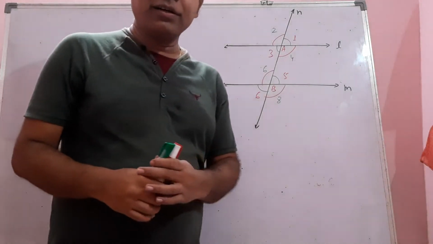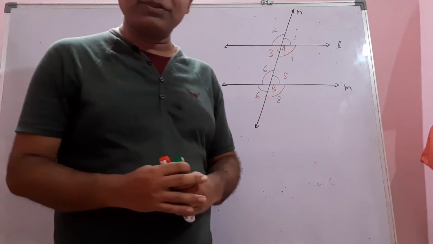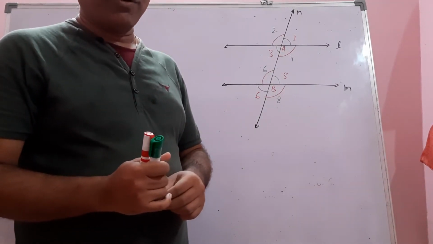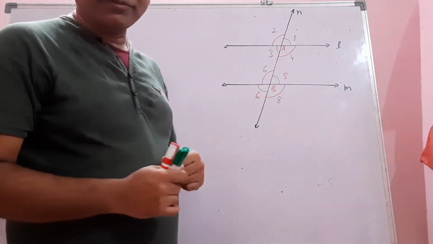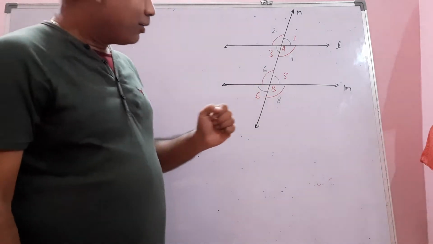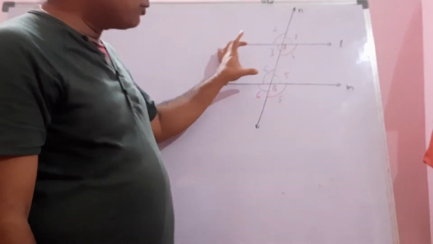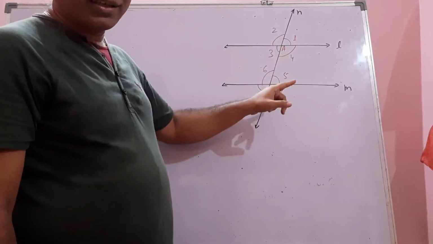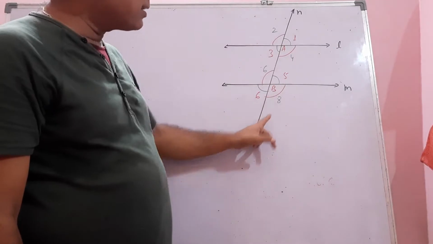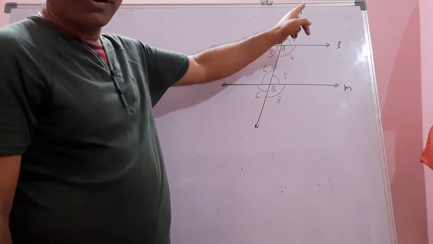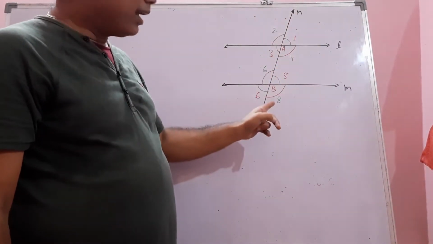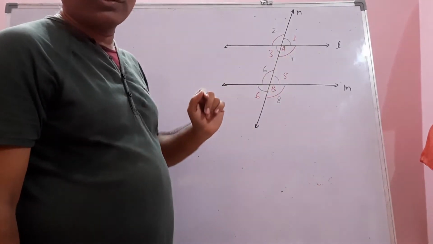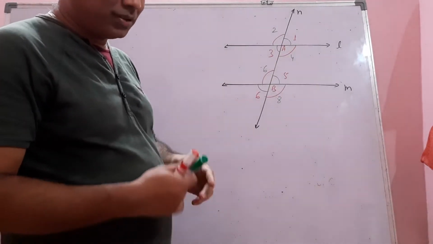Okay, students, so for the next exercise of chapter 6, lines and angles, we should know about this type of figure. Let us discuss here. What you can see here, there are two lines, L and M, and both the lines are intersected by a single line N. Remember, one single line N can intersect both the lines at two different points.